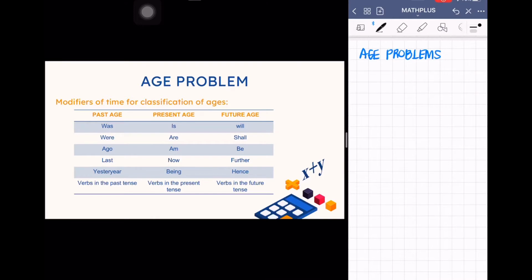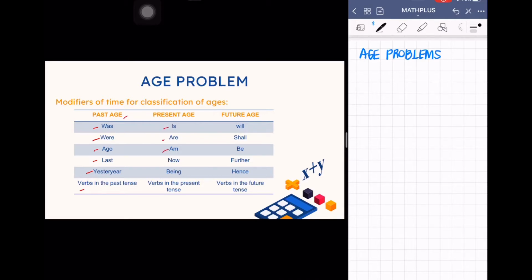Our modifiers of time, or keywords that connote a past, a present, or a future age, are the following. Past verbs in the past tense, like was, were, ago, last, yesteryear, and all other verbs in the past tense, will be considered as referring to the past age of the subject.